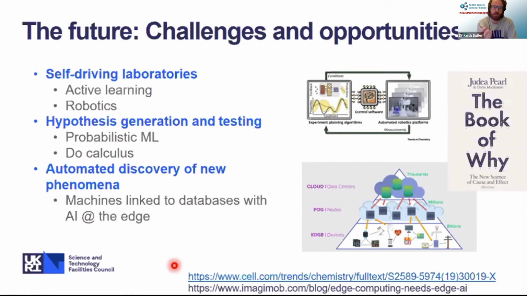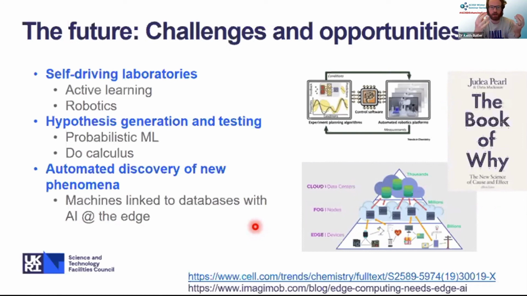So using approaches like probabilistic machine learning and approaches like do-calculus. This is based on a lot of the work of Judea Pearl, who has a popular science book about cause and effect and how that fits in with data science and machine learning, which is really inspiring. And I think it's something we can start to think about doing now as we understand the models more. And then finally, the dream is automated discovery of new phenomena and new physical relationships and so on.